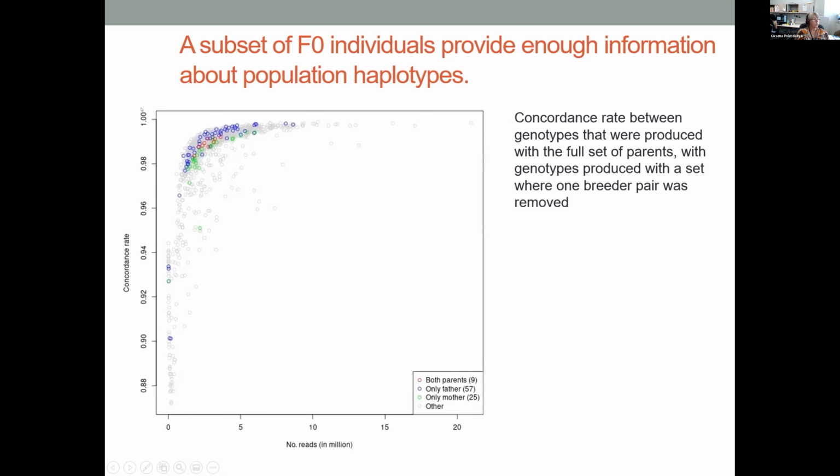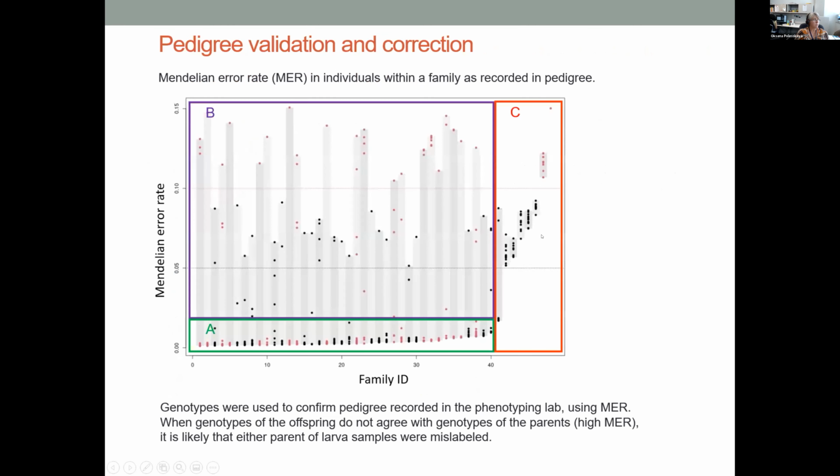So here you can see concordance between genotypes when called two different ways. The individuals in red are the individuals who don't have both parents, so both parents are excluded from the reference set. In blue, only the father is present. In green, only the mother is present. So as you can see, excluding a specific pair of parents does not really affect the accuracy of genotyping. So this shows that our reference set is sufficient.